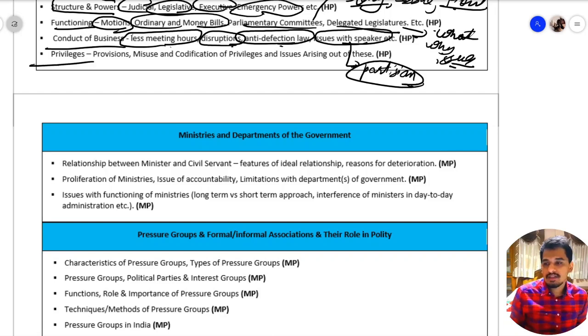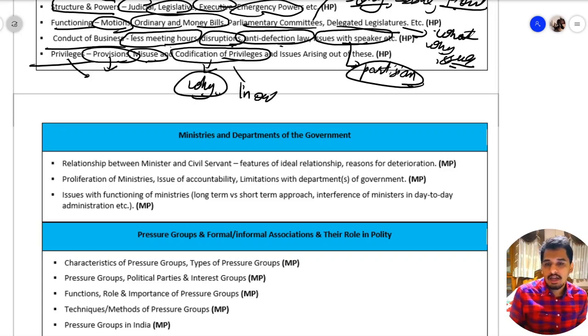Then we have privileges. What are the provisions in the Indian Constitution for the various privileges of legislatures? How are they misused? And is there a need for codification? Why is there a need for codification and how can they be codified? And the issues arising out of them. One of the issues is that Article 19 is at times at stake because of the misuse of privileges. Another issue is that it goes against the separation of power.